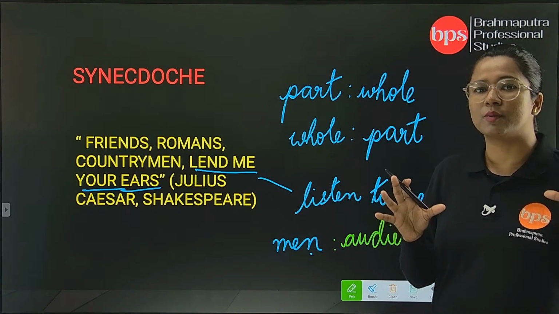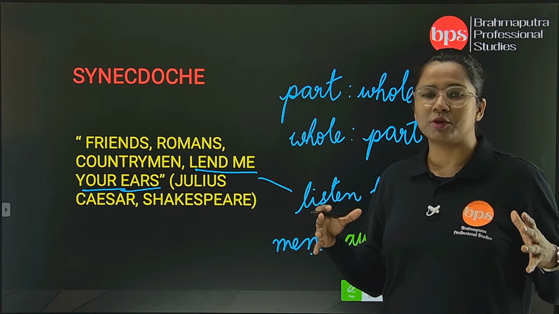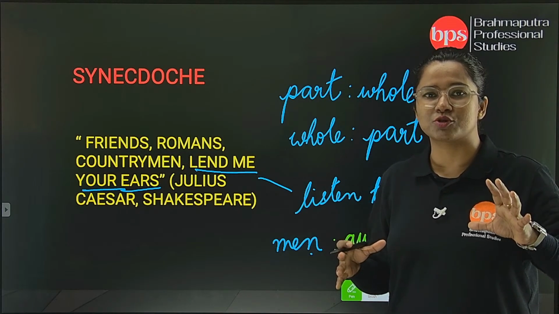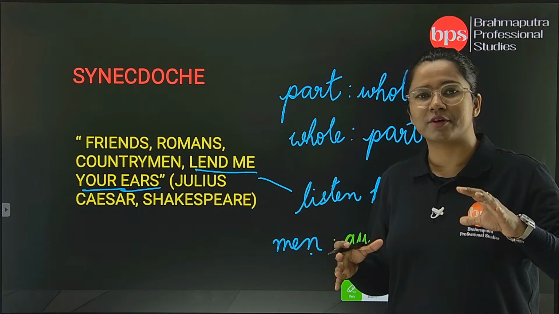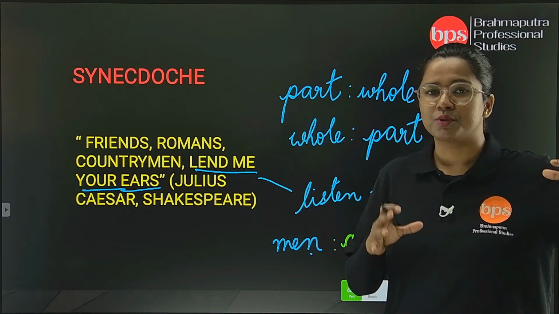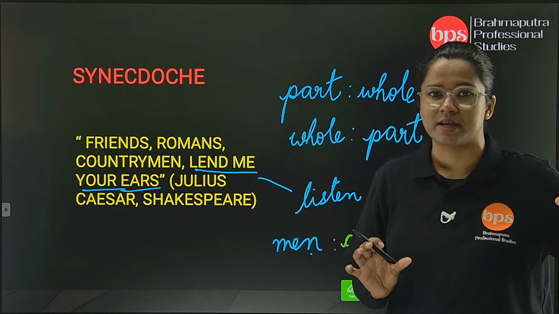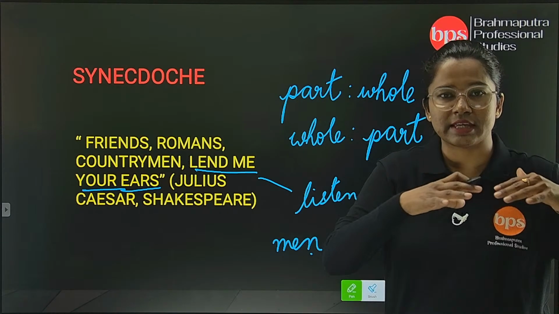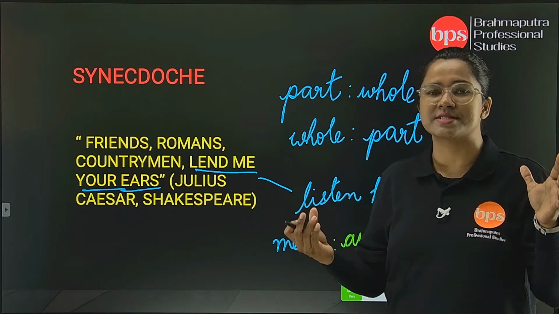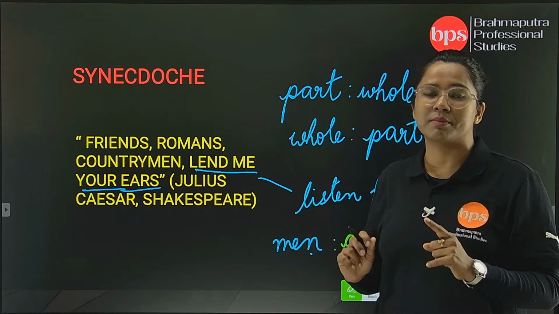Here, suppose you want to refer to the entire audience, and you are only saying men, listen to me. When it is men listen to me, you are trying to address the entire audience or crowd of people. With just the word men, you are trying to refer to the whole audience. Or if you say the entire audience, then you are referring to a part, but you said the whole audience, yet the reference is to just one person.